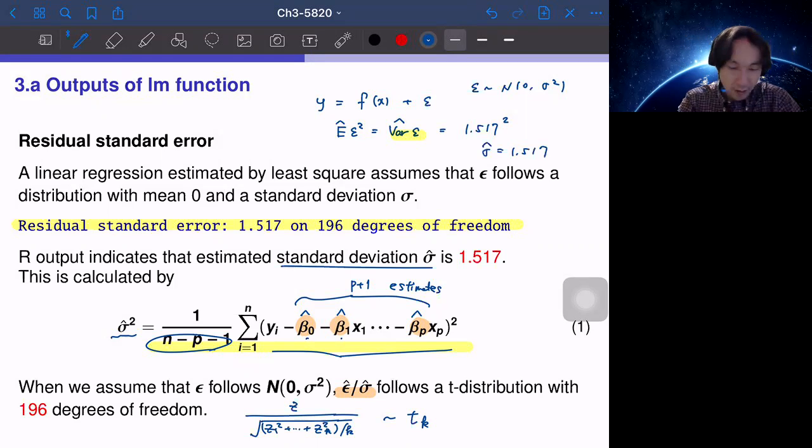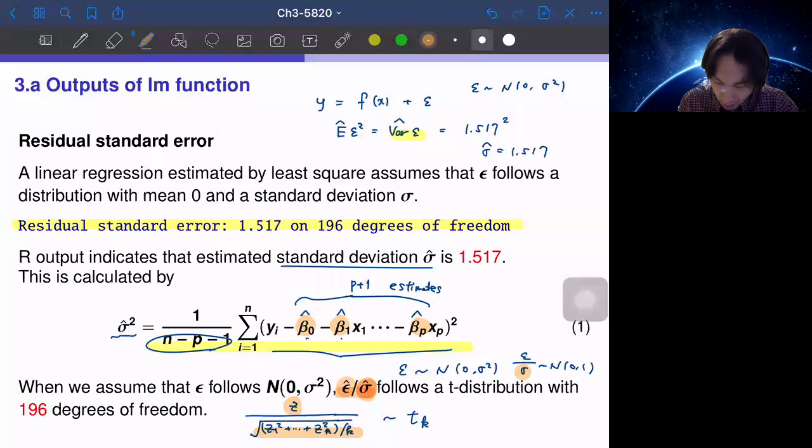So the point is that here the epsilon hat and the sigma hat are both random. So epsilon hat is almost normal 0,1, so it's similar to this z. But the sigma hat is estimated variance, and that is basically similar to this shape. So both numerator and the denominator have variability. So this does not follow normal anymore. So epsilon follows normal 0 sigma square. So epsilon divided by sigma follows normal 0,1. But the sigma is estimated. So in such a case, this becomes t distribution.